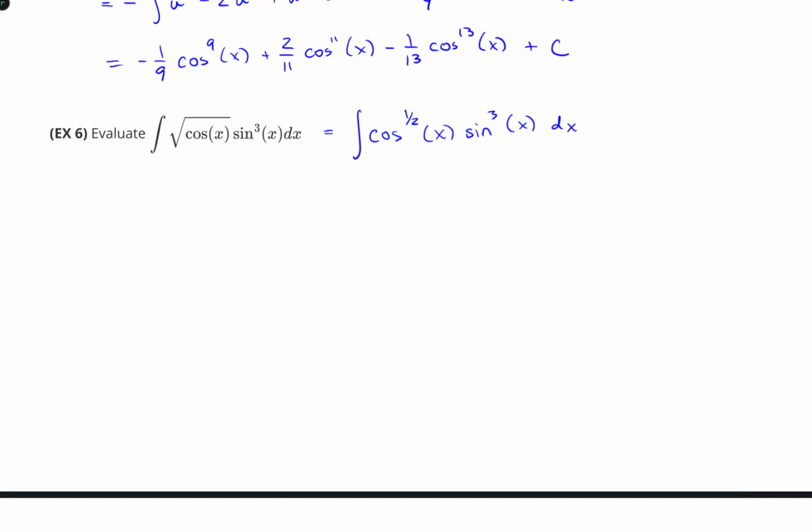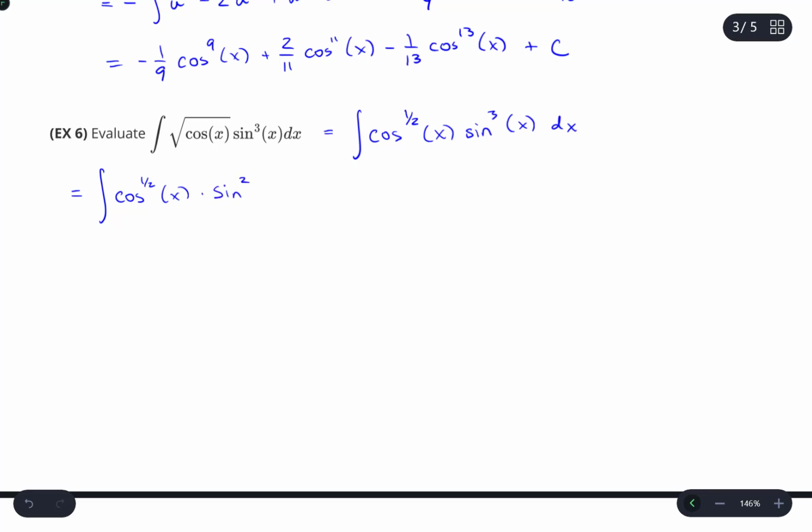So what will happen here is we'll start off preserving one factor of sine. So this will be cosine to the 1/2 x times, we'll go ahead and make this sine squared x times sine x dx. Change that sine squared into cosine squared. So cosine to the 1/2 x times 1 minus cosine squared x times sine x dx. Distribute the cosine to the 1/2 power.